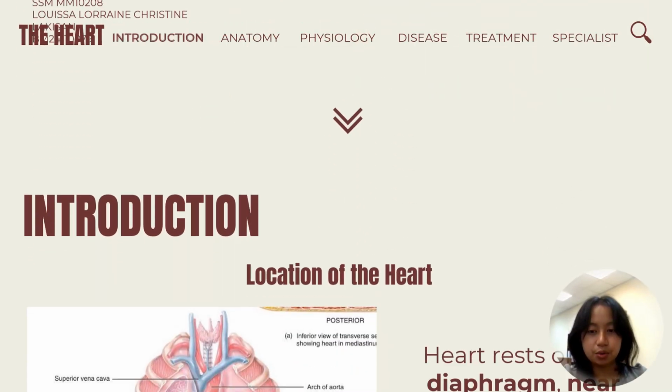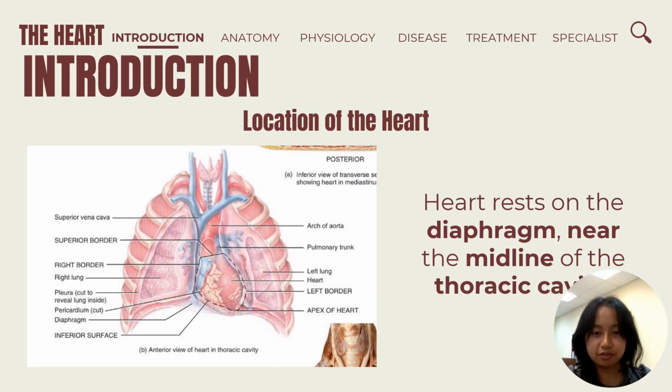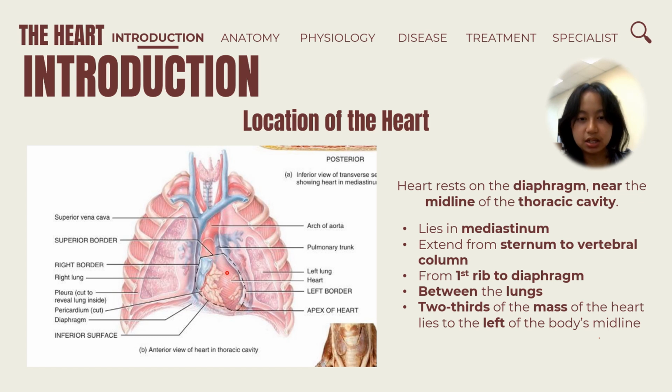So, we will start with the location of the heart. The heart rests on the diaphragm, which is near the midline of the thoracic cavity. It lies in the mediastinum, which extends from the sternum to the vertebral column, and from the first rib to the diaphragm between the lungs. About 2/3 of the mass of the heart lies to the left of the body's midline.